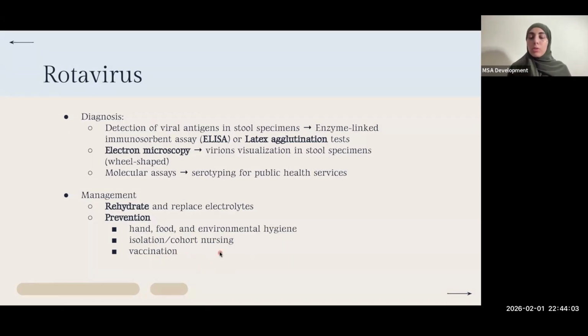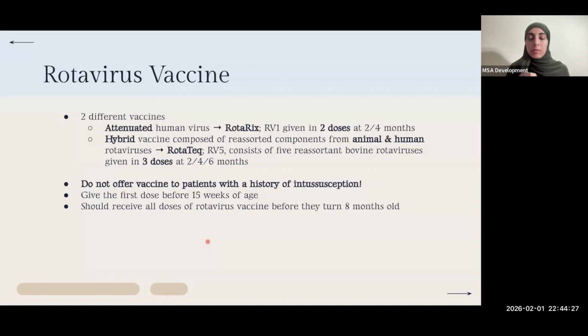And then there's something called cohort nursing, which is basically you're gonna get all of the kids that are infected by this rotavirus, especially if they're infected from the same source, okay? You get them, you put them together, and you treat them together. So you're kind of just taking all of them, having a little party together. They're all infected anyway, so you just put them together, isolate them together, and treat them, okay?